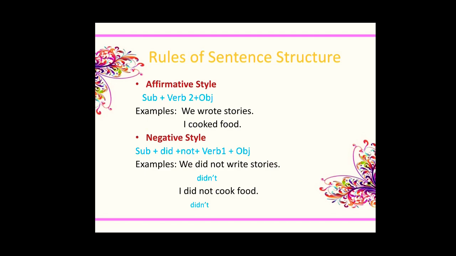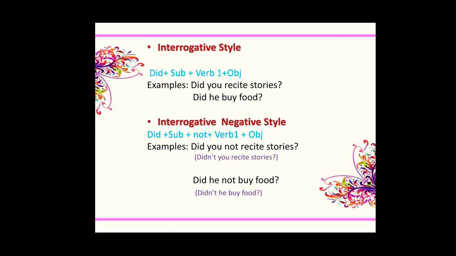Now we will see the next style, that is interrogative style. For this, the sentence structure is: first you use did, then the subject, then the first form of the verb, and then the object. An example would be, did you recite stories, or did he buy food?